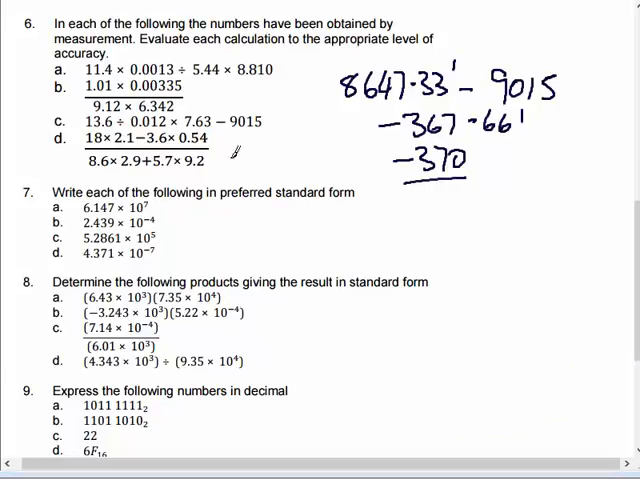Part D. Let's start by estimating the value. 18 times 2 is 36. 3.6 times 0.5 is about 2, so let's call that 34. And that's going to be divided by 8 times 3, which is 24. 6 times 9 is 54, so that's going to be about 70. So it's 34 over 70, which is approximately a half, is what we're expecting.